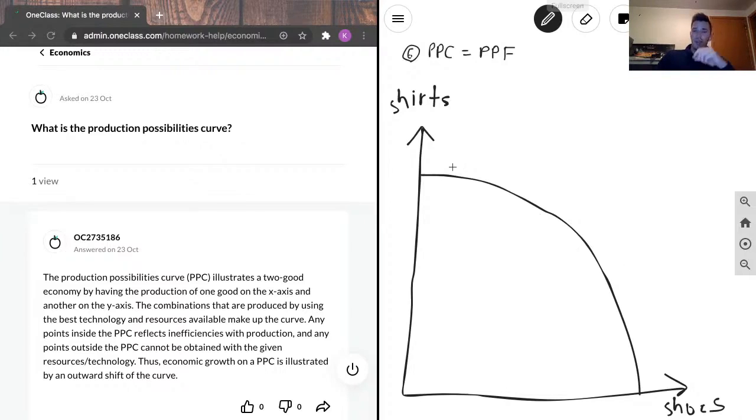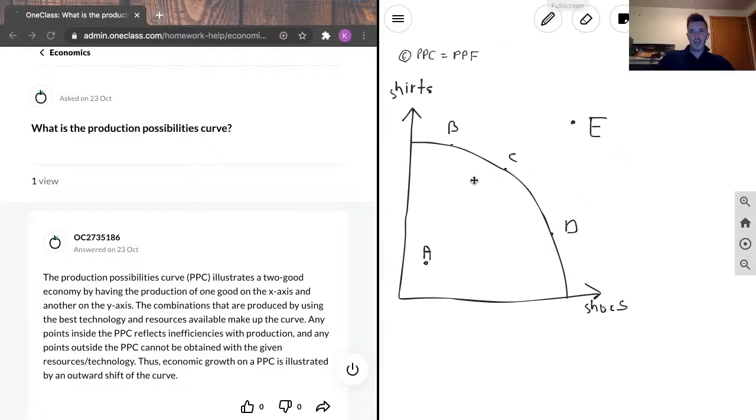And what this line represents is essentially that any point on this line represents an attainable combination of the two goods. So I'm going to draw a couple points here, maybe 1, 2, 3. And I'm also going to draw one outside the PPF and one inside the PPF. Call this A, B, C, D, and E up here. I'm just going to downsize this a bit so I can do some writing.